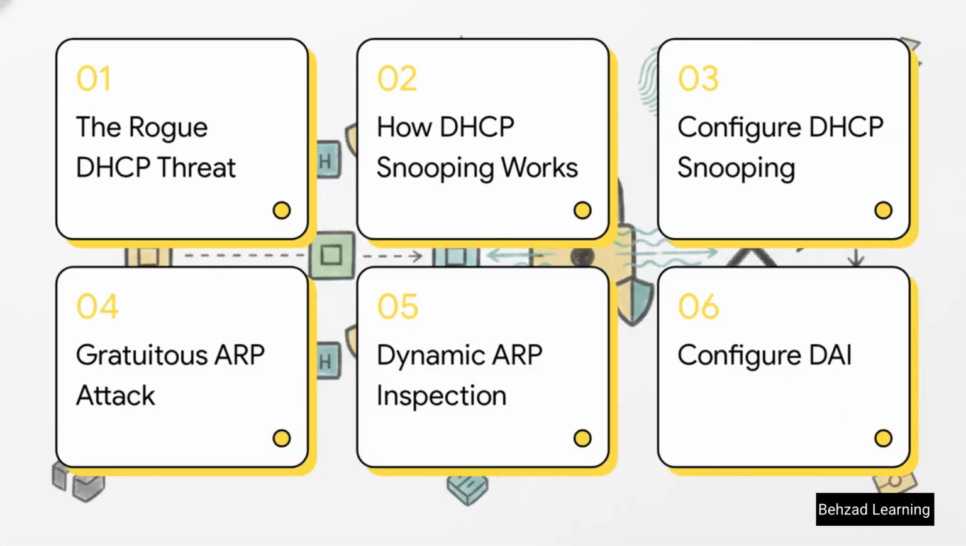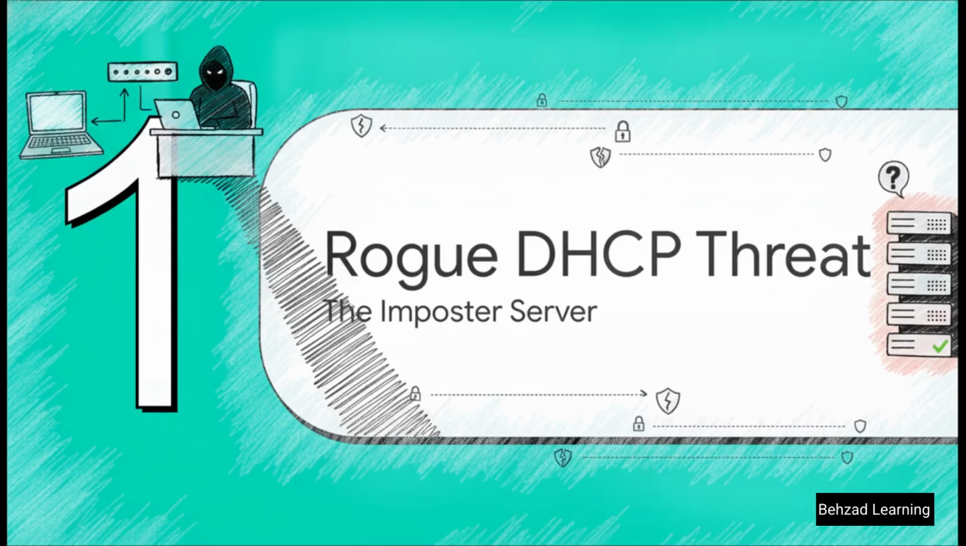So here's our roadmap for today. We'll start with the rogue DHCP threat, look at how DHCP Snooping works, and run through configuring it. Then we'll pivot over to the gratuitous ARP attack, break down Dynamic ARP Inspection logic, and finish up with configuring that inspection. All right, kicking things off with Section 1, the rogue DHCP threat.